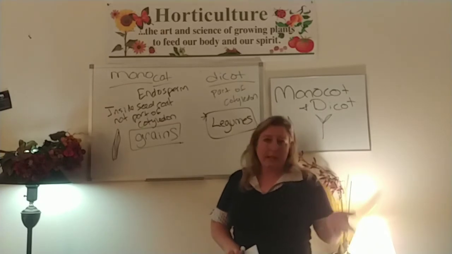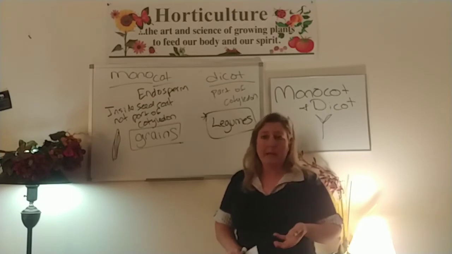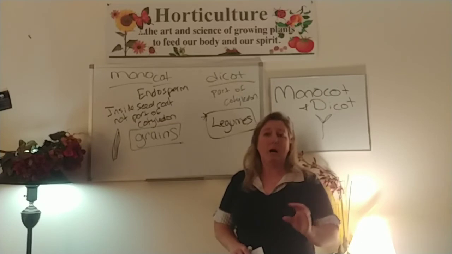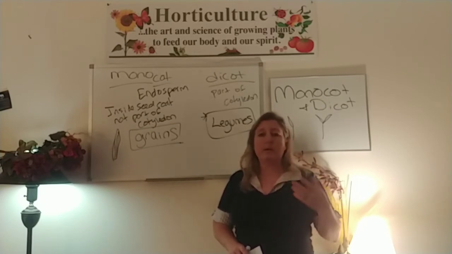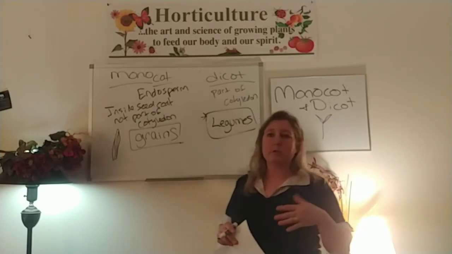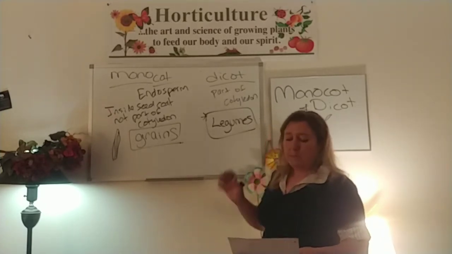Can you think of what a legume is? You cook with legumes. A legume would be like a green bean or a soybean or a peanut. It's anything that creates a pod. So that's how you can remember a legume: it's something that creates a pod, like sugar snap peas or sugar snap beans. All right, so that's monocot and dicot.